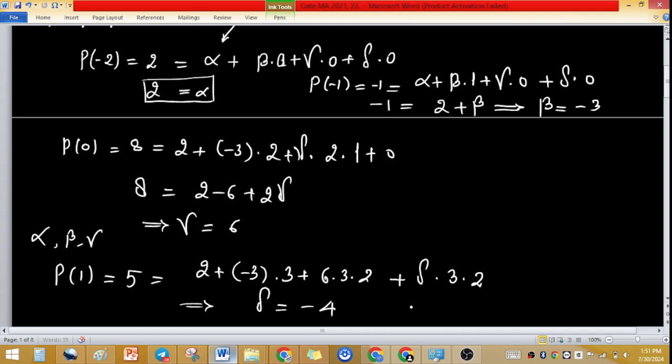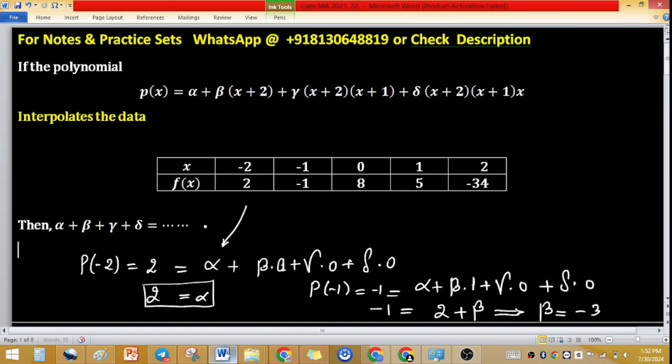Now we have all the unknown values. So alpha plus beta plus gamma plus delta equals 1. The value of this sum is equal to 1.